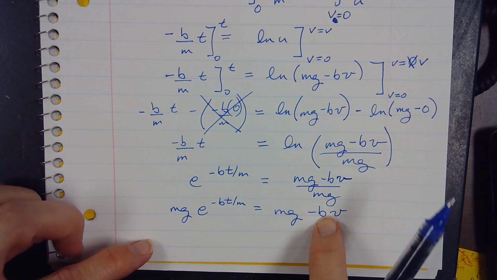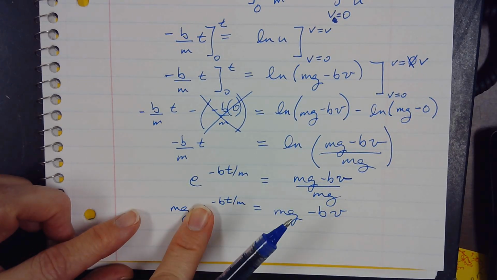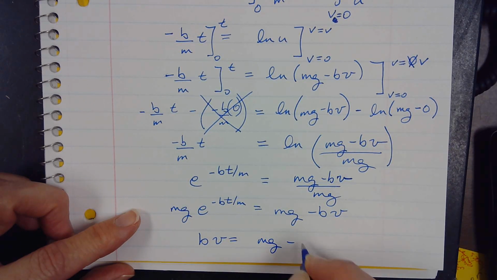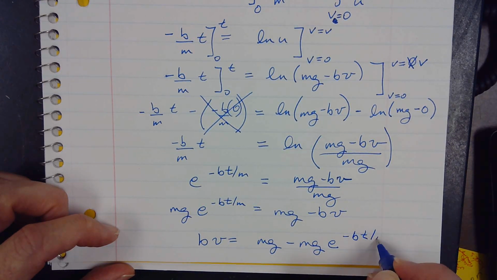And then I'm going to move bv over here, it'll be positive, and I'm going to subtract this whole thing. So bv equals mg minus mg times e to the negative bt over m.